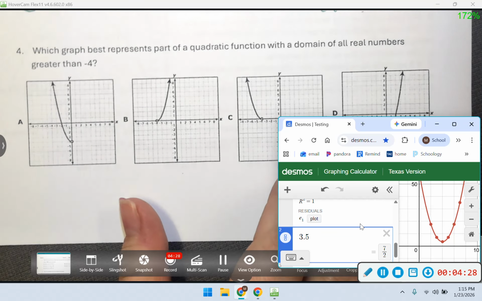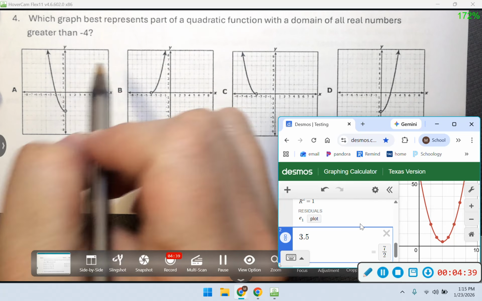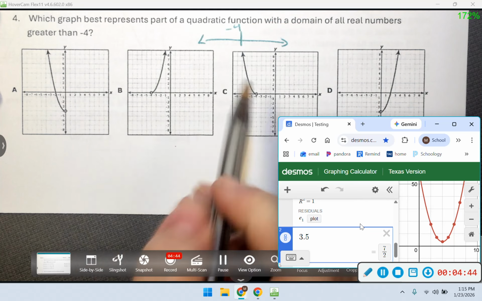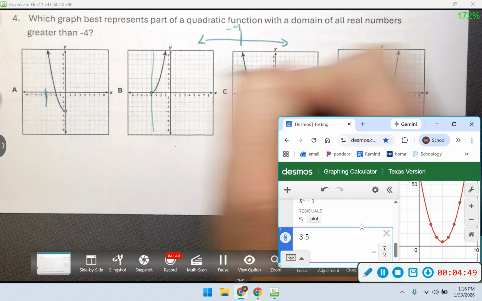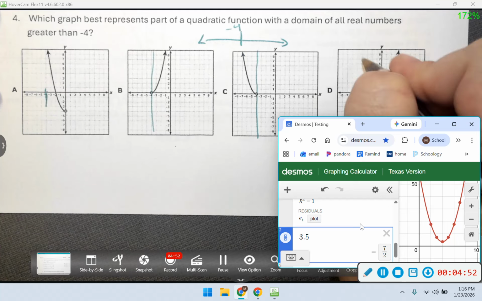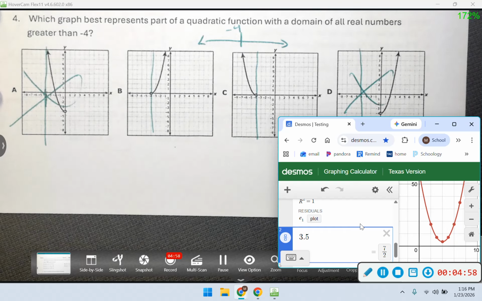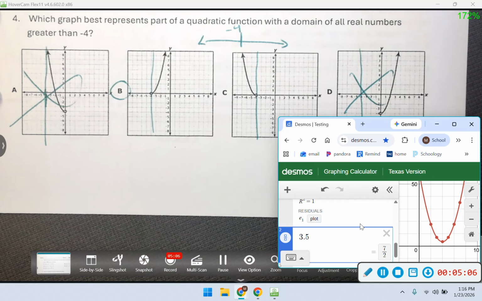Okay, number 4 says, which graph best represents a part of a quadratic function with a domain of all real numbers greater than or equal to 4? Or greater than, just greater than. It's got opened out, which they all have, so we can't cross anything off with that. Domain is side to side, so I know it has a boundary at -4 on my x. This one has a boundary of -4. This one has a boundary of -4. This one does not, and this one does not. So we know A and D are not our answers. Now it says all real numbers greater; the bigger x's are to the right, so the one that goes to the right is B.